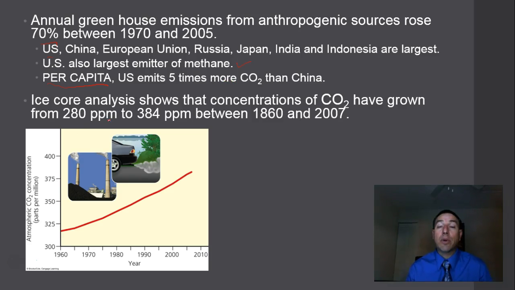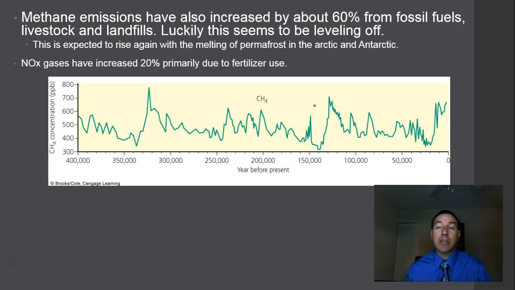So as I said, the ice core analysis shows the concentrations of CO2 have grown from 280 to 384 between the 1860s and now. And they're mostly blaming this on the increased use of fossil fuels, both coal and petroleum, in those developing and developed countries. Methane emissions have also increased about 60% from fossil fuels. Remember, when we started drilling into the fossil fuel areas, there was methane released, and this methane then can get up in the atmosphere and cause the greenhouse effect to increase.